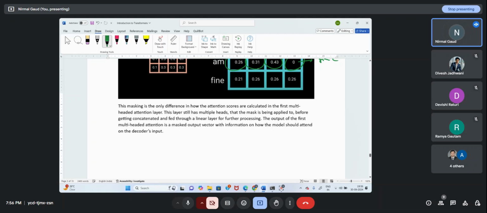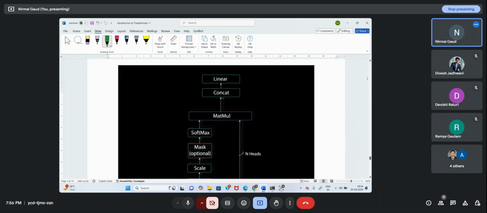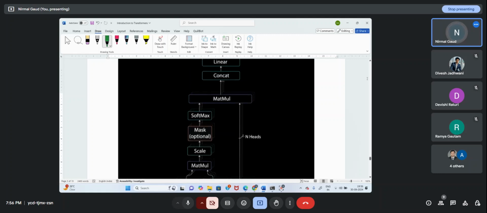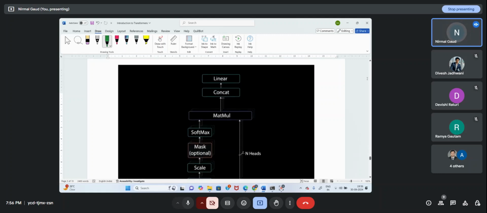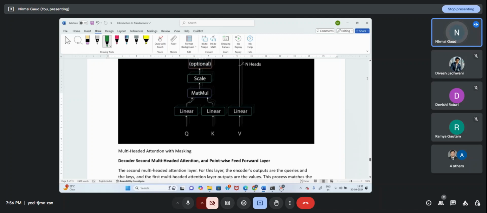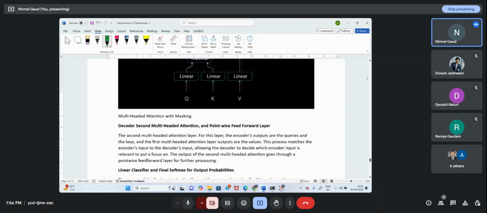This masking is different from how the attention scores are calculated in the first multi-head attention. This layer still has multiple heads that the mask is applied to before getting concatenated and fed into the linear layer for further processing. The output of the first multi-head attention is a masked output vector with information on how the model should attend to the decoder input. Because after this masking, the residual network and the rest of the math will follow, just as it was there earlier, you will see the same here.